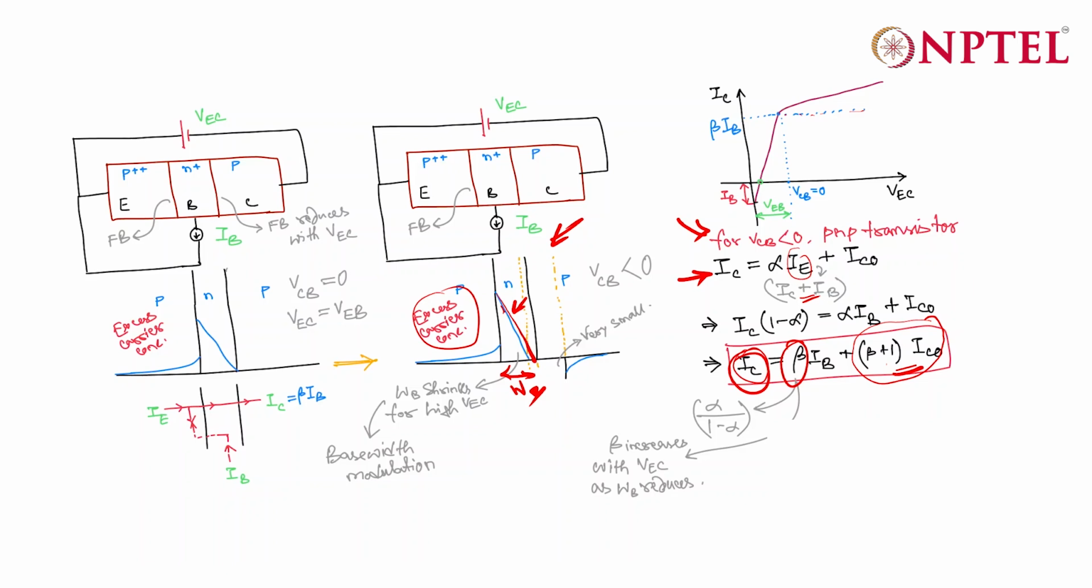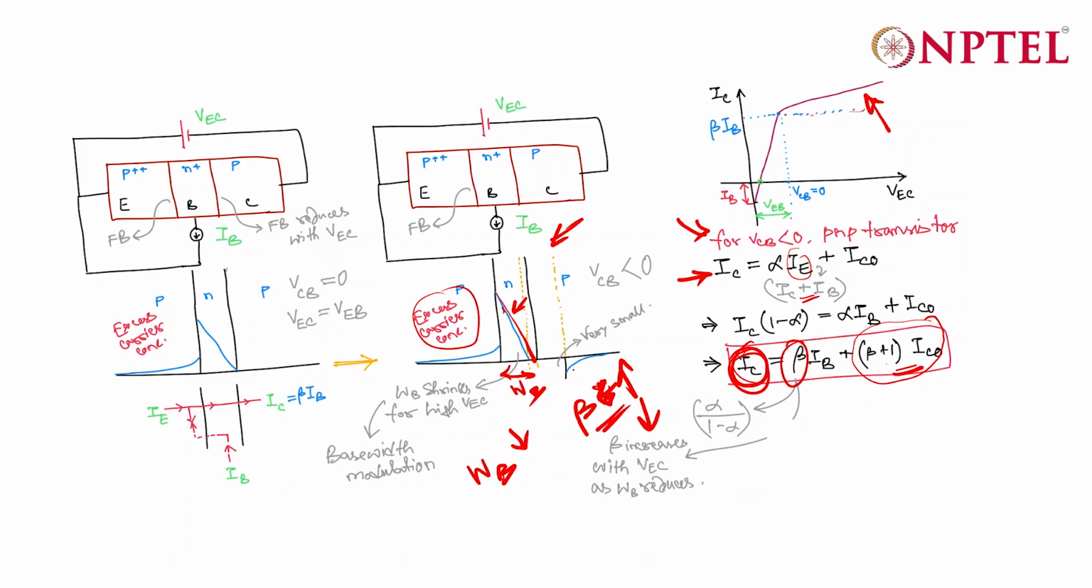And if your alpha gets affected, definitely your beta also will get affected. And it is seen that if your WB reduces, your beta also will change. That we will see in the coming discussion. If your WB reduces, your beta will increase, not reduce. If your beta increases, definitely your IC also will increase, and that's why you find a characteristic like this.